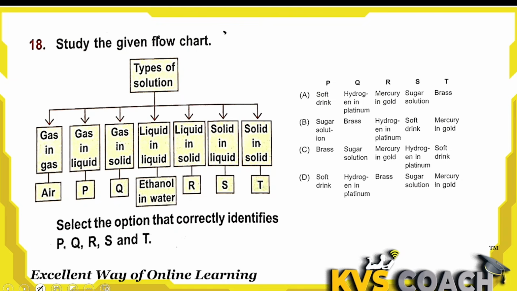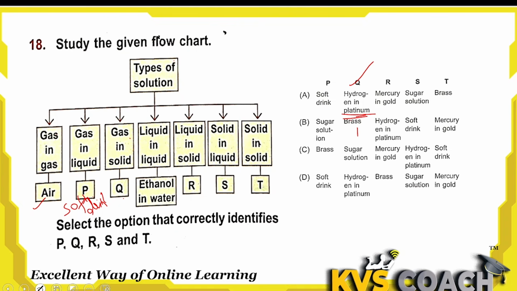Next, study the given flow chart. Types of solution. Gas in gas is air, right? Gas in liquid, that is a soft drink or fizzy drink. Gas in solid is hydrogen in platinum. Okay, then this is the first. If I'm talking about the options, the first is fulfilling that, hydrogen in platinum.